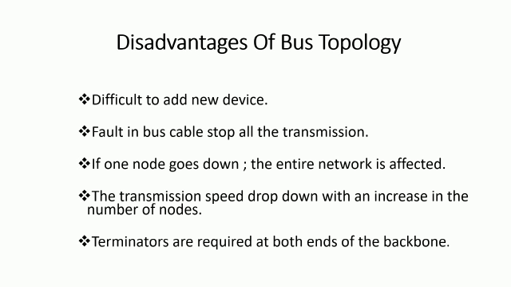So, the more the number of nodes connected to the cable, the less will be the transmission speed. If you want to boost up your transmission speed, the number of nodes connected to your cable must be less. Then, terminators are required on both ends of the backbone. That is a necessity. You need to have terminators at the ends of the backbone.